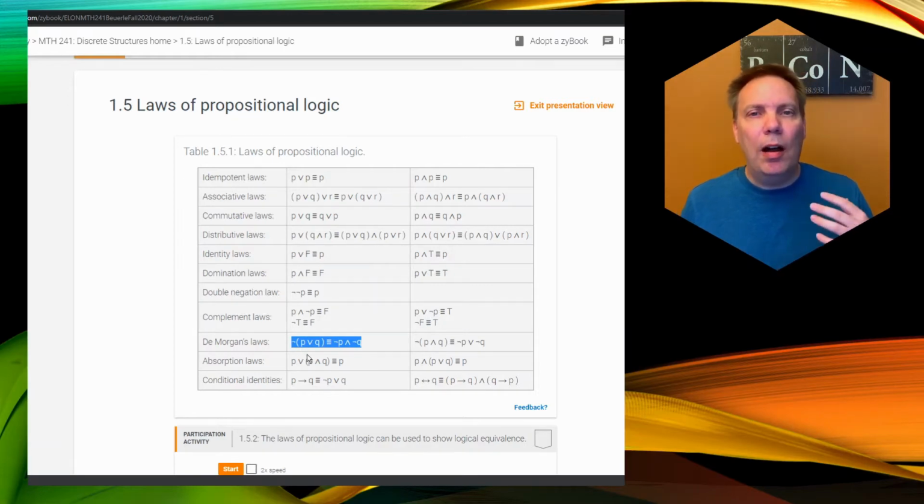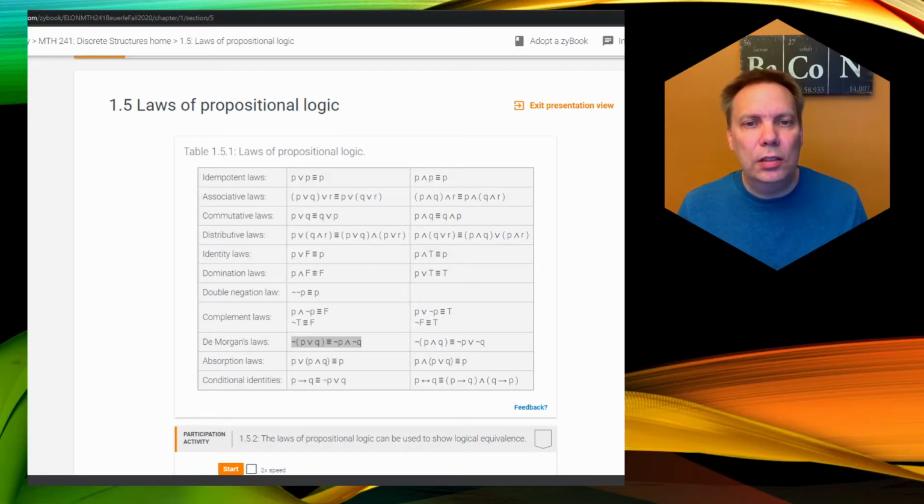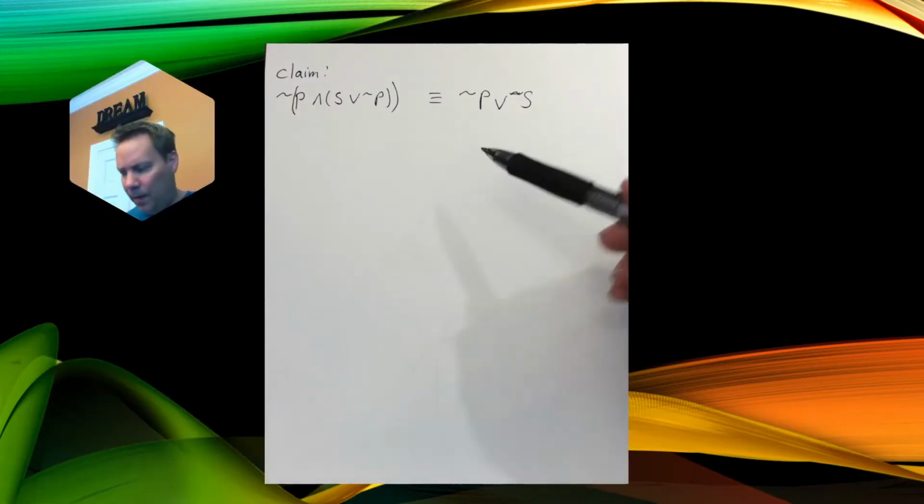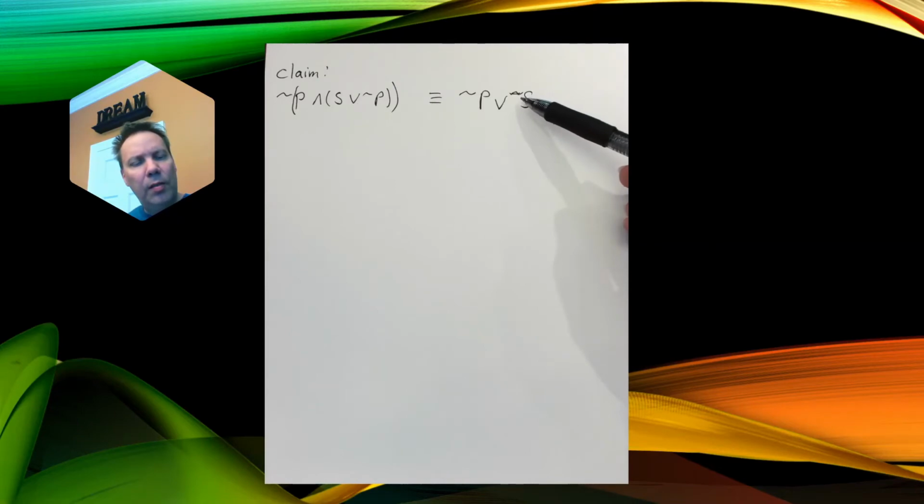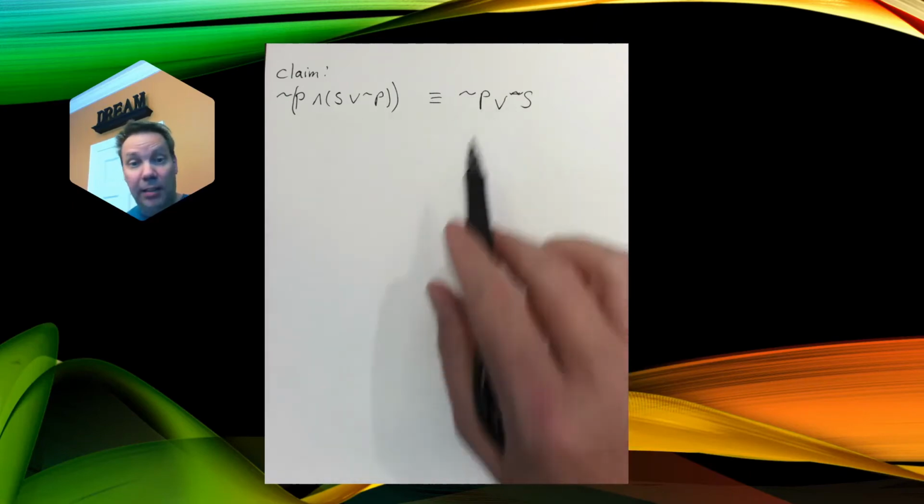I want to talk about how we use these to shorten proofs. Shorten equivalences of statements. So using these laws, I have a problem for us to work on. I'm going to go over to the handwritten page. So this is the statement I want to prove. I put the word claim in front of it. I have a left side and a right hand side.